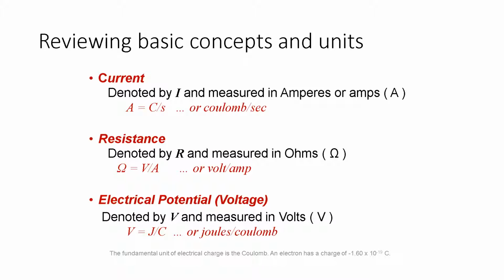That's what volts are. So the fundamental unit of electrical charge is the coulomb. An electron has a charge of minus 1.6 times 10 to the minus 19th coulombs. That is an extremely small charge per electron. So that's another thing you've got to keep in mind as well, that 1 coulomb is a significantly large amount of electrons flowing through.